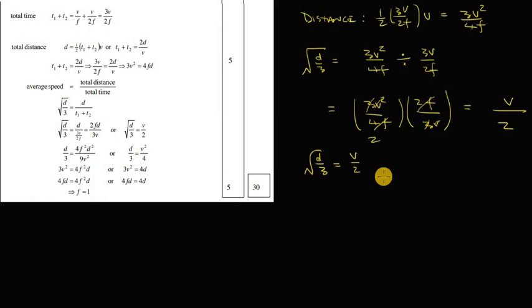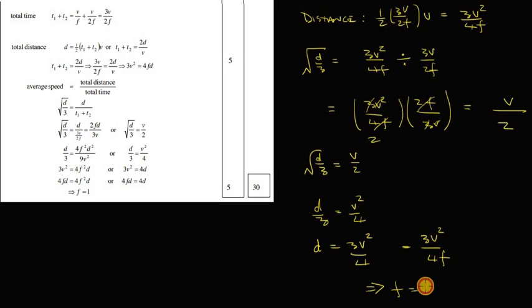Okay, I notice, by the way, I have no f in this anymore, but I'll finish this off. I'm going to square both sides. I'm going to get d over 3 is equal to v squared over 4. And that means that the distance is equal to 3v squared over 4. But I have up here that the total distance is equal to 3v squared over 4f. So those two are equal to each other. That means f is equal to 1. And that's your answer. They do it slightly differently here. I would suggest you revise and have a look at this method as well.